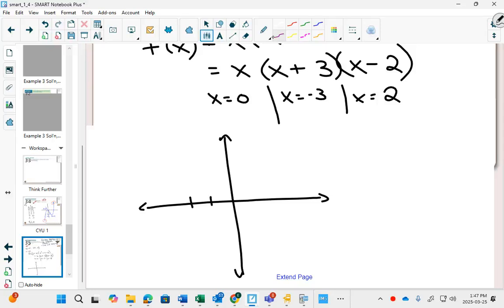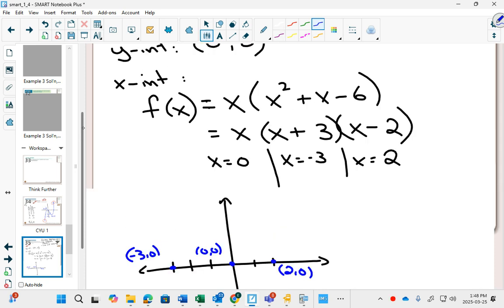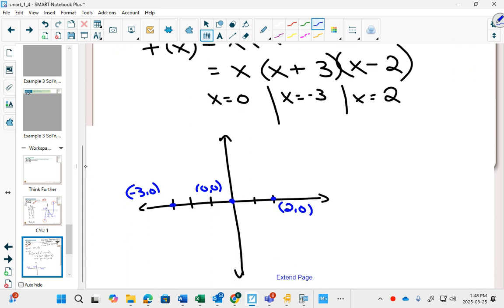We know that we have an x-intercept here at negative 3, 0. I have another one at 2, 0, and one at 0, 0, which also happens to be my y-intercept. I know my end behavior has to start down there and end top right.